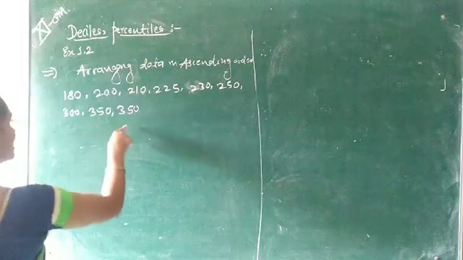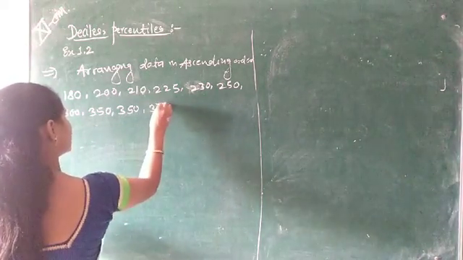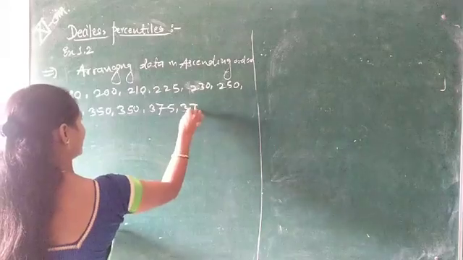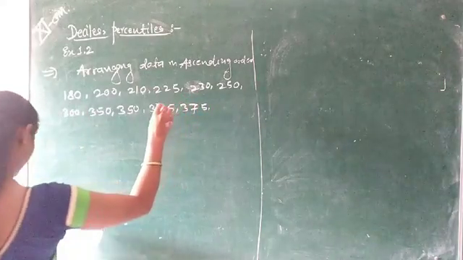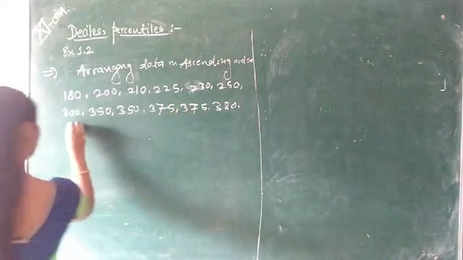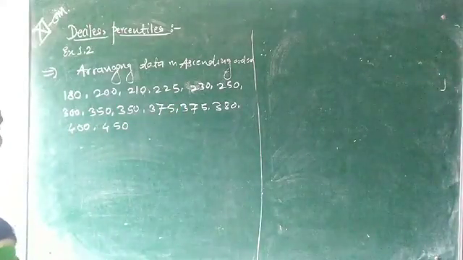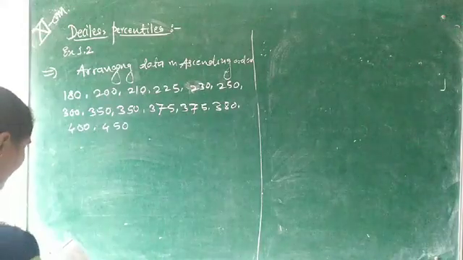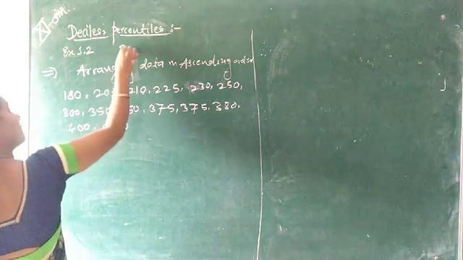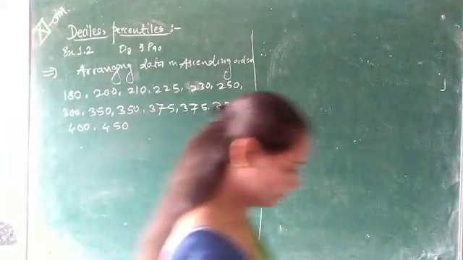So here 350 is 2 times, so write 2 times here: 350, 350. Again 375 is double here: 375, 375, 380. Next one is 400 and 450. And we have to find D8 and P90.